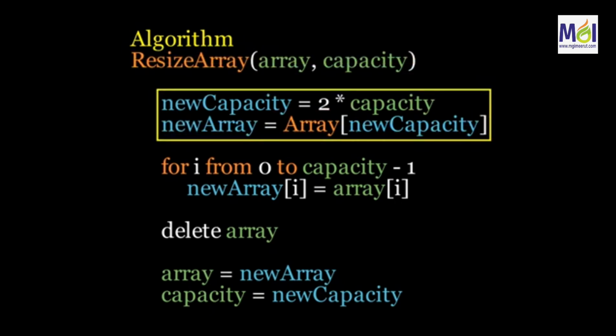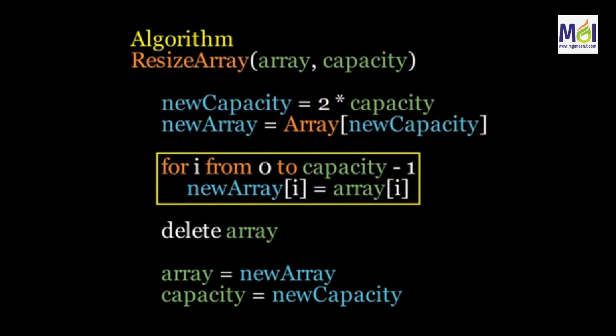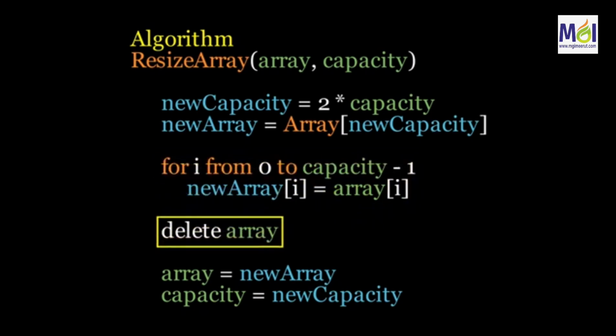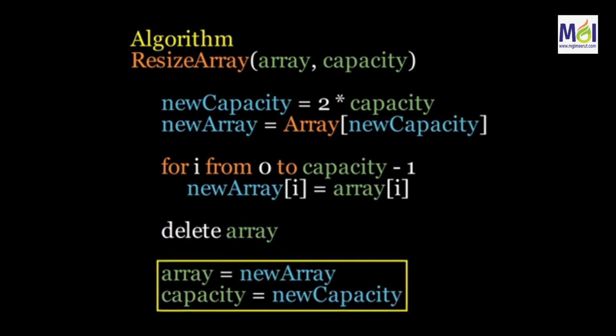Then it creates a new array with this new capacity. Next, it copies all the elements from the old array to the new array, which requires linear time relative to the number of elements. After copying, the old array is deleted to free up the memory, and finally, the reference to the array is updated to point to the new array, and the capacity is updated to the new capacity.